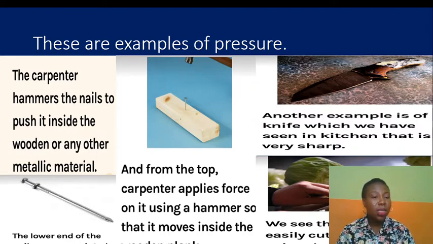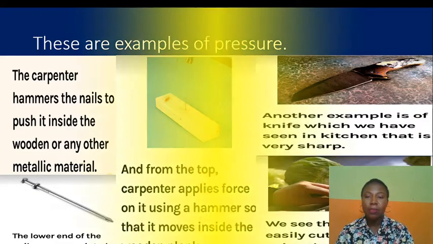Another example is the knife we use in our kitchen. If it is not sharp, then we cannot easily cut our vegetables or other food items. But when we have a very sharp knife, it cuts the vegetables and other food items easily.